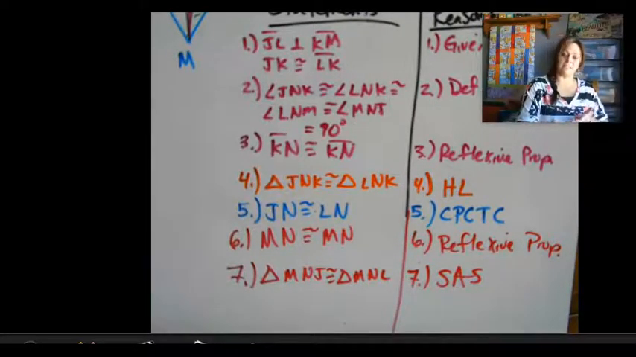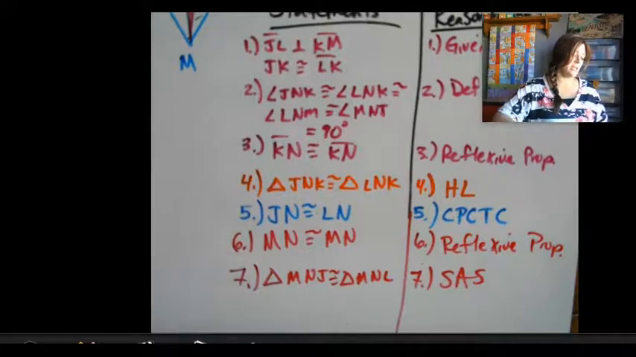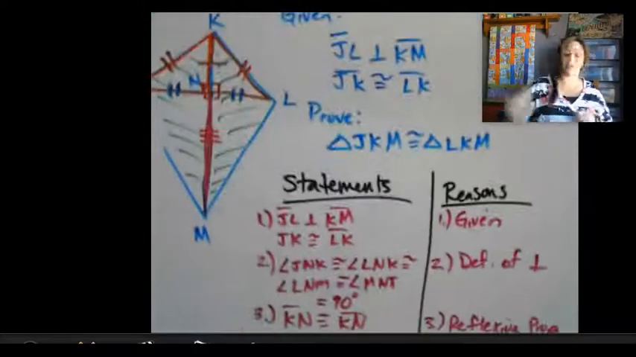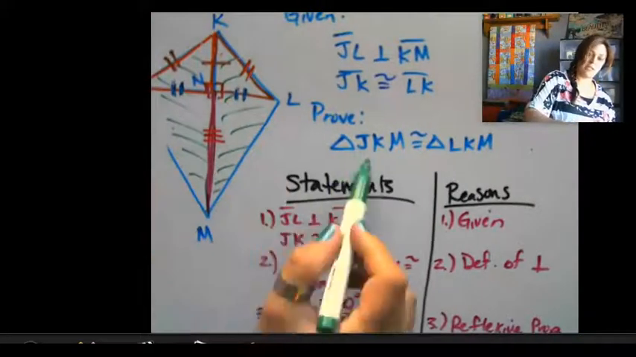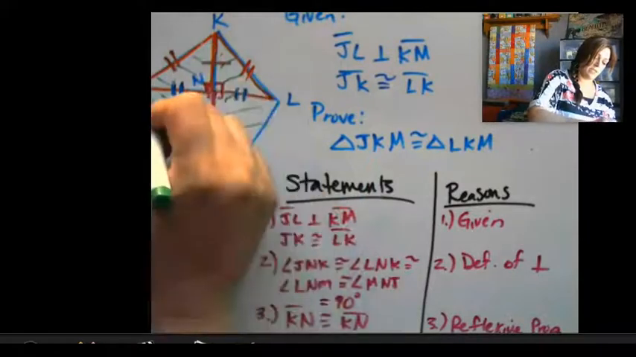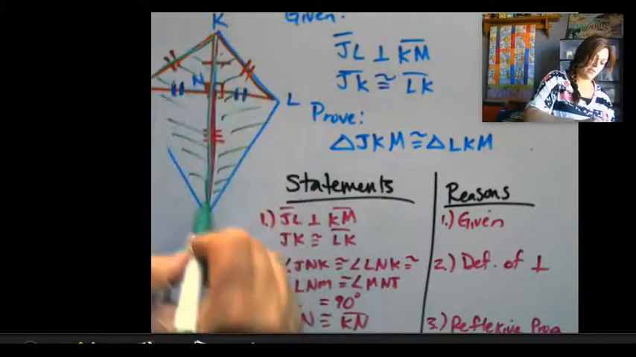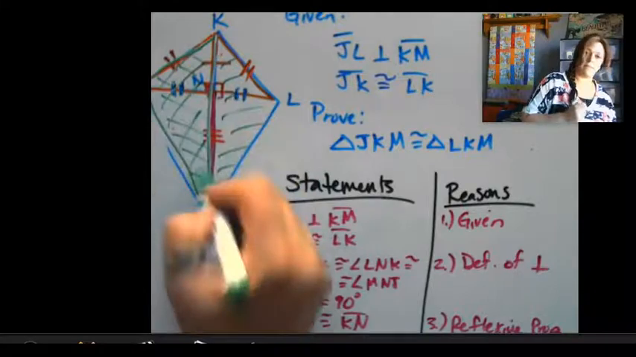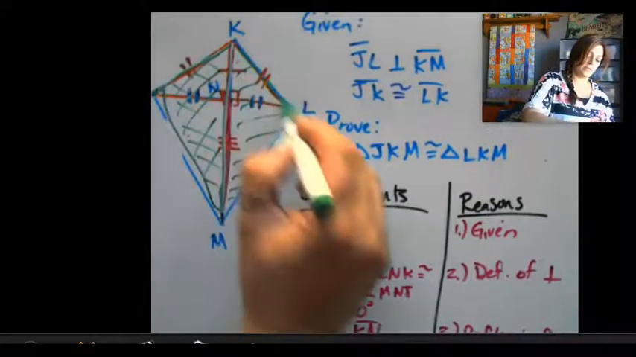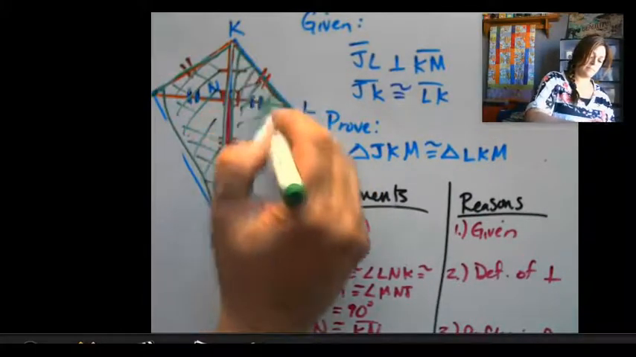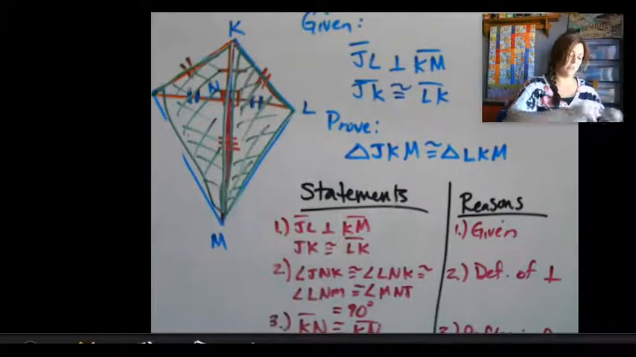You could use a different rule. In this case, side, angle, side. We are getting so close. We need to prove that the triangles are congruent. The huge triangles, those big green triangles. So JKM, this whole thing, and this whole thing. We know these are congruent.